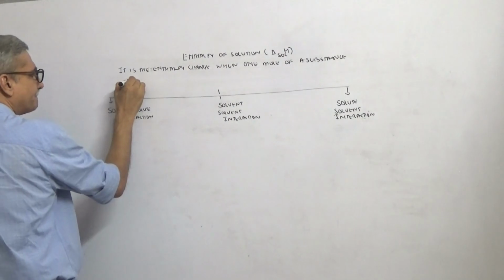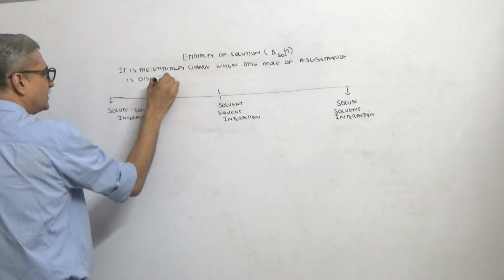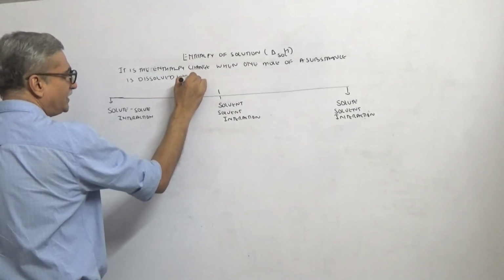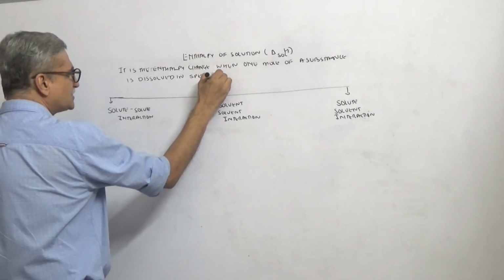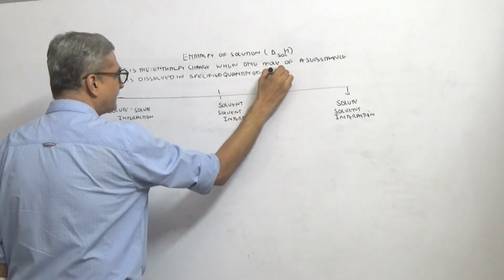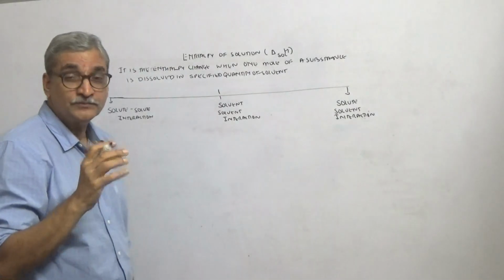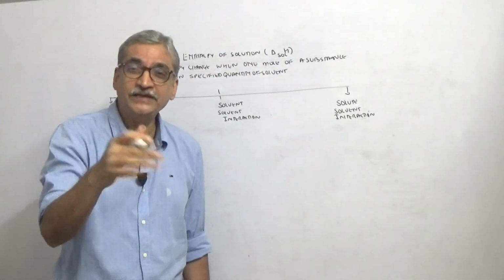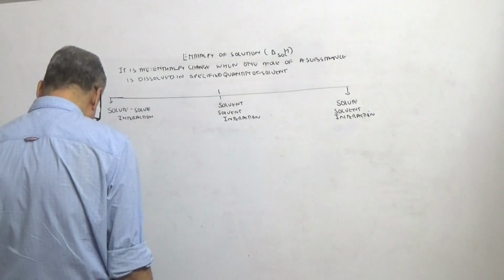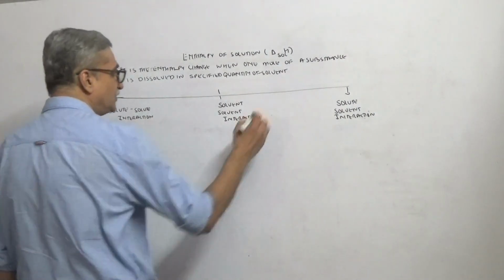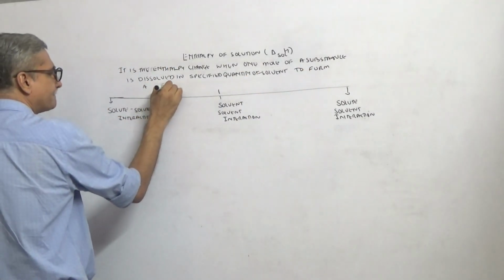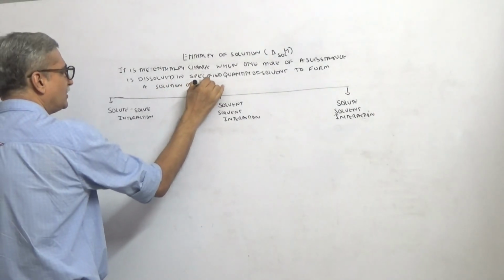is dissolved in a certain fixed volume, a specified quantity of solvent. So you have taken 1 mole dissolved in 1 liter, that has to be mentioned. 2 liters, 3 liters, but you have to mention specified quantity of the solvent to form a solution of a particular concentration.